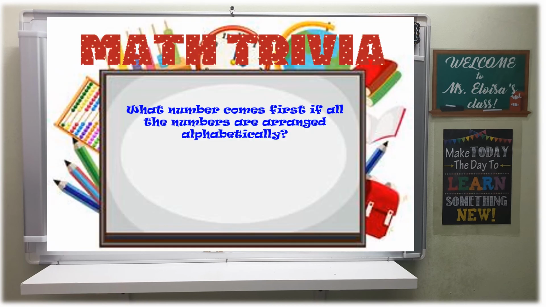Before we end our math time fun time for today, let us first answer our math trivia. What number comes first if all the numbers are arranged alphabetically? The correct answer is 8.